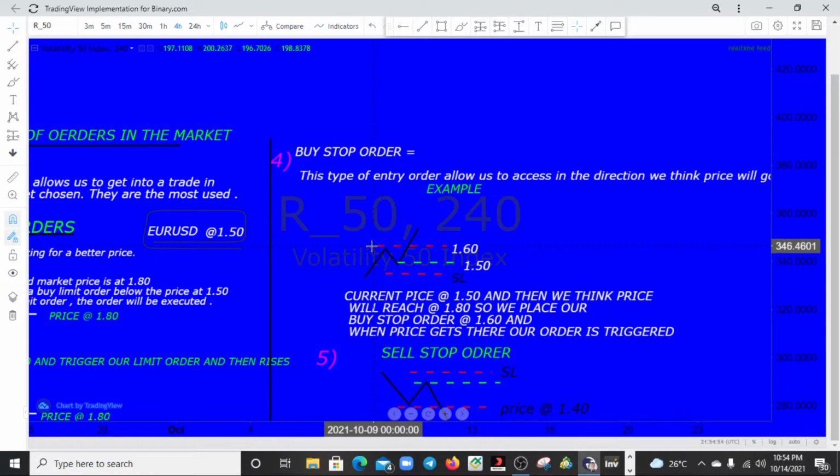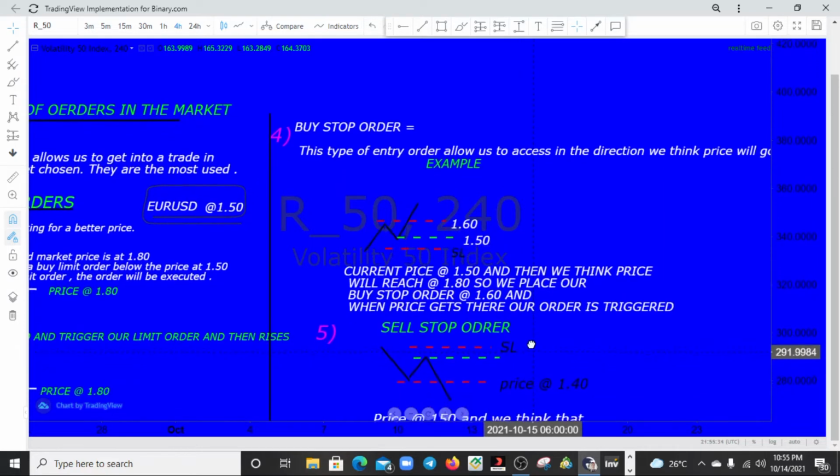Now when price gets to that point, it triggers you in and continues in the uptrend. This type of order does not drop. You are expecting a continuation in the upward move. You can see current price at 1.50, and then you think price will reach 1.80. So we place our buy stop order at 1.60, and when price gets there, our order is triggered and the price continues in that direction, does not come down. That is a buy stop order.